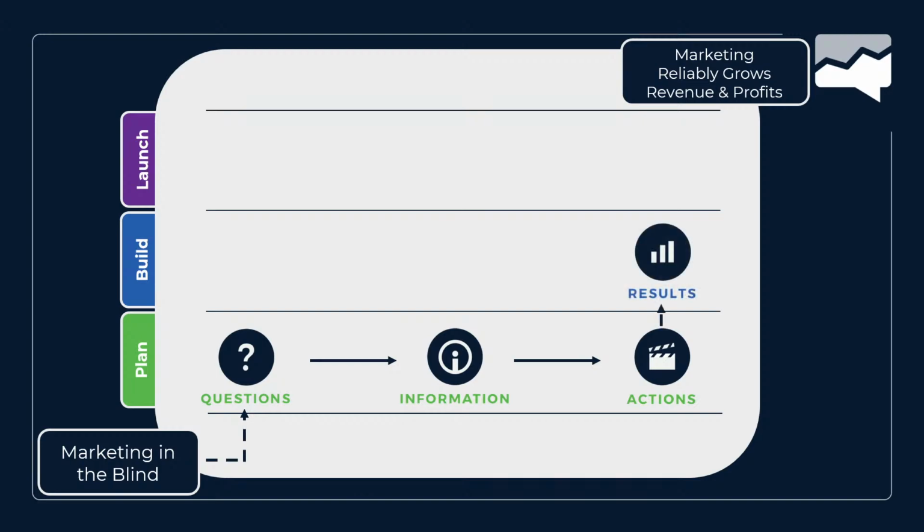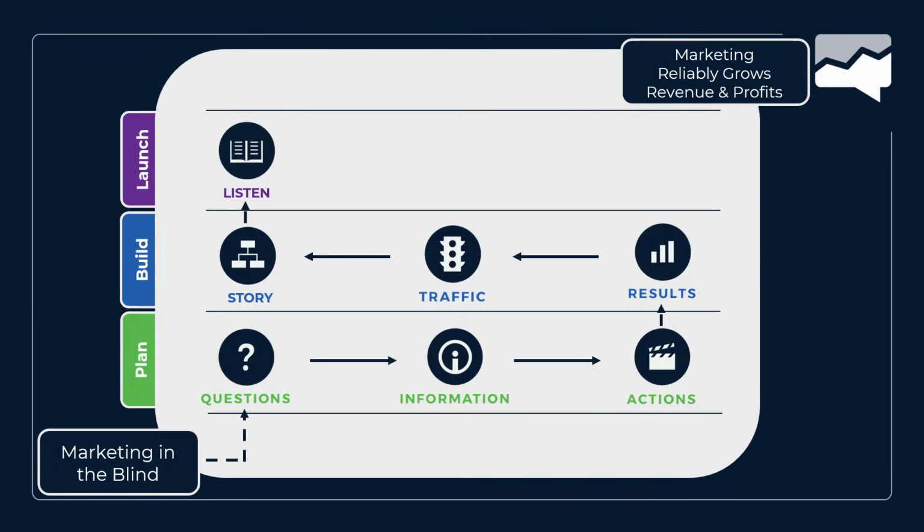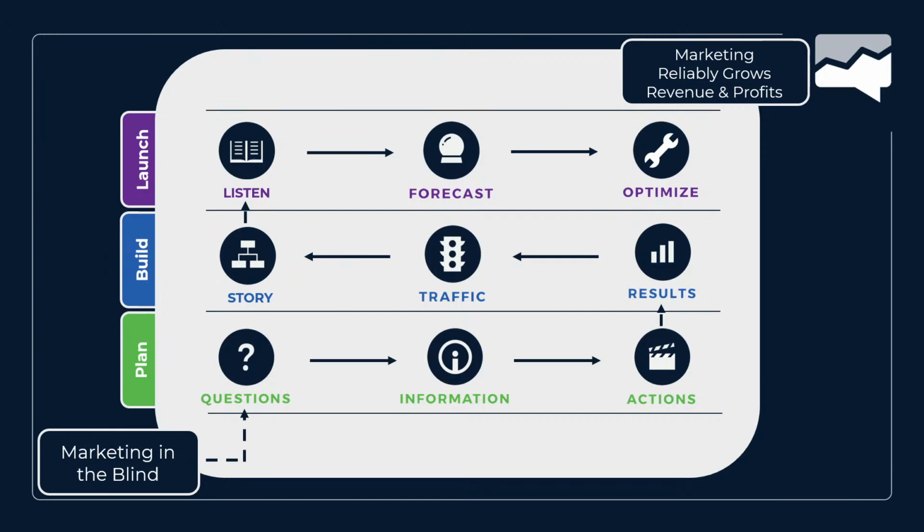Then we go into the build. We make sure the platform is measuring for the results we want it to measure for, that it knows where the traffic is coming from, and that those two things are connected in a natural story. Finally, we are listening to the conversation that's happening between the users and the website. Based on that conversation, we can actually start to forecast how our future trends and patterns are going to go. And then finally, we can optimize to improve things. That's the measurement marketing framework.